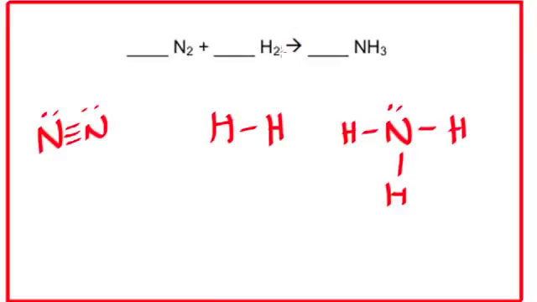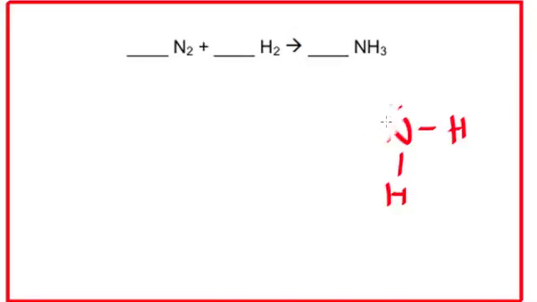So you can never ever change the subscripts. Now that being said, we can change the larger numbers, and the larger numbers are called coefficients, and that's simply accounting. I can have more than one nitrogen molecule, that's no problem. I can have more than one hydrogen or ammonia, that's no problem at all.